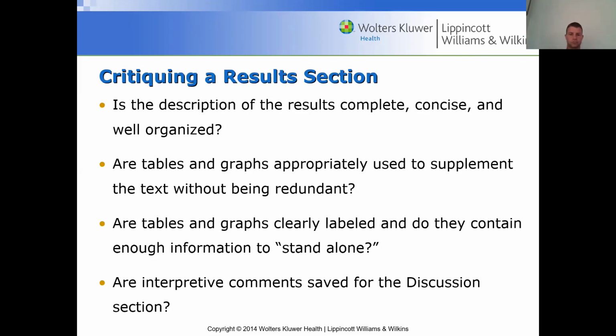Okay. Are the tables and graphs clearly labeled, and do they contain enough information to stand alone? So have you ever looked at a table or graph and you're like, okay, what is this?